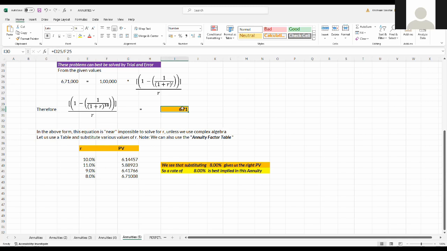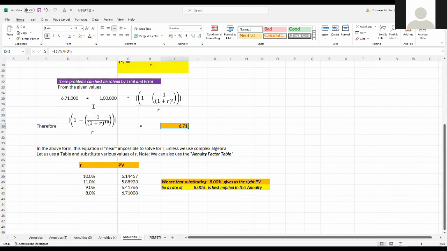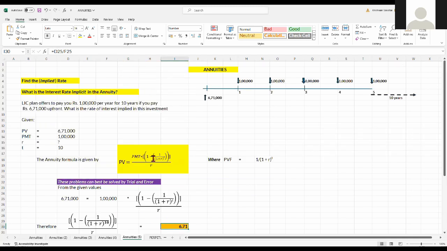Substituting a value of r in the left hand side of the equation, we see what appears in the right hand side. If there's a value which is either equal or very, very close to 6.71, we assume that that is the discount rate. That is the implicit rate, or the implied rate, because it's not exact.